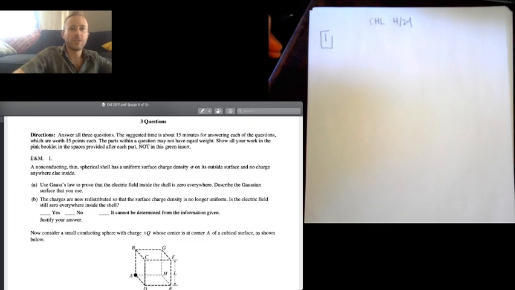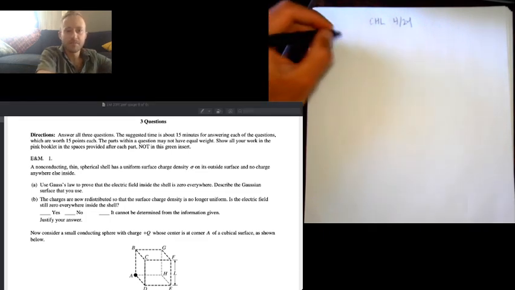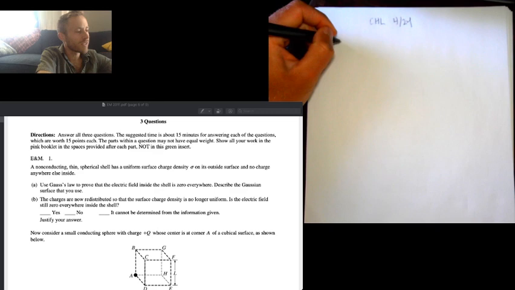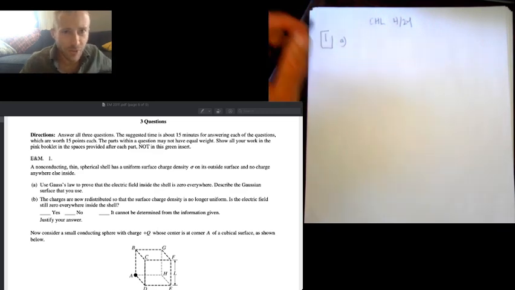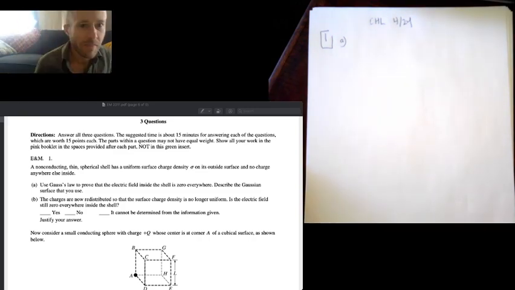So basically what I would do, that's not very laborious, I like that. Usually the Gauss's law one is really laborious.